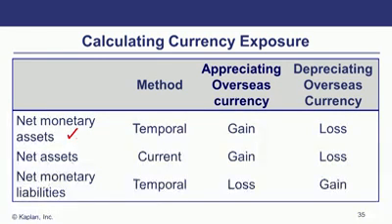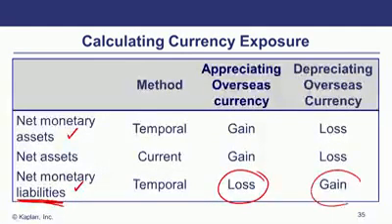Now, here's the kicker. Under the temporal method, we said it's more likely that you have net monetary liabilities than net monetary assets. Now notice, with an appreciating overseas currency, this will make these monetary net liabilities bigger. Is having bigger monetary liabilities a good thing? No, and therefore we get a loss. Whereas, if the overseas currency depreciates, that's going to make the monetary net liabilities appear smaller in the reporting currency, so we get a gain.